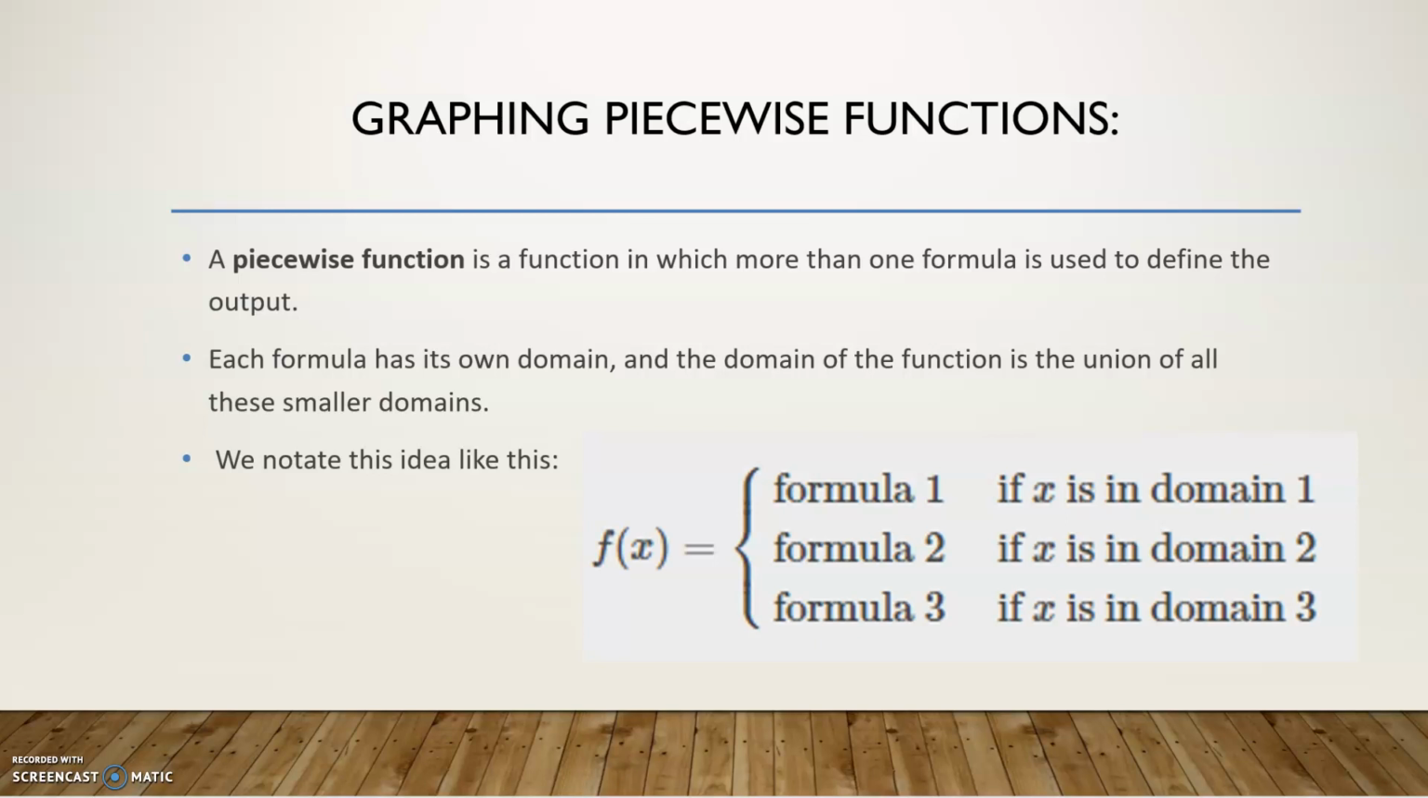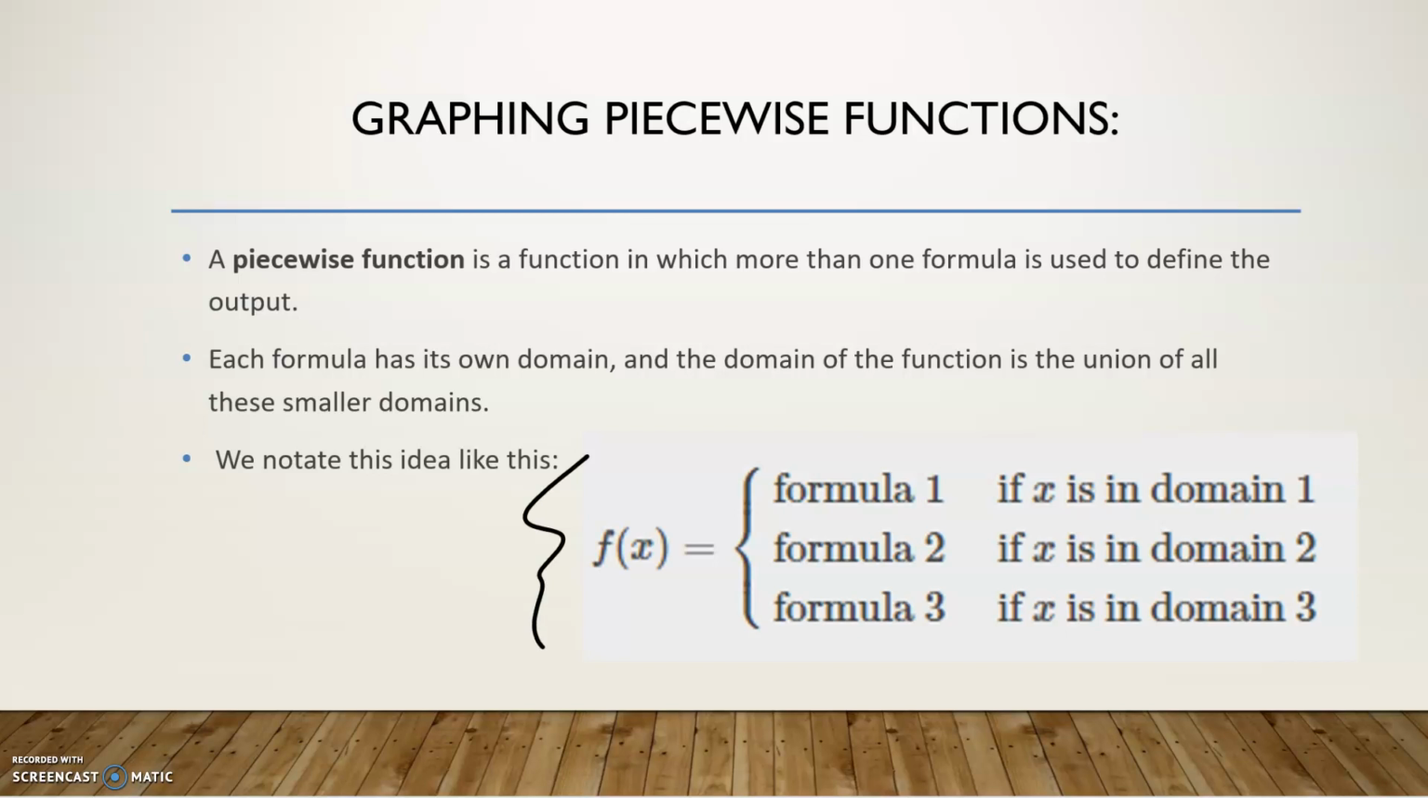Alright, this is part 3 of section 3.2. Now we're looking at graphing piecewise functions. A piecewise function is a function in which more than one formula is used to define the output. So each formula has its own domain, and the domain of the function is the union of all these smaller domains. So here's the basic setup for it right here.